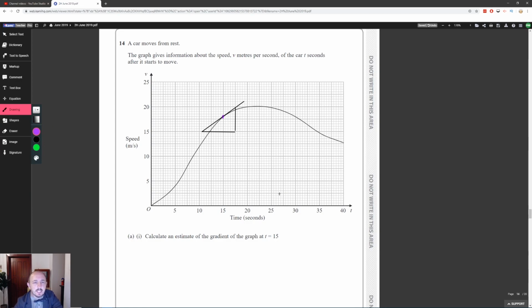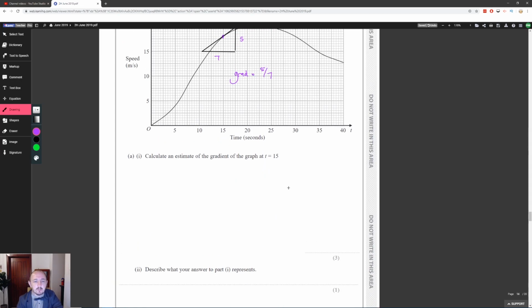So let's try and see how much the rise is. We're going from 15 to 20, so we've got a rise of 5. And going across the bottom, each of these squares is, so 2 squares is for 1, so we're going 2.5, 3, 4, 5, 6, 7 there. Okay, so the gradient is going to be 5 over 7.